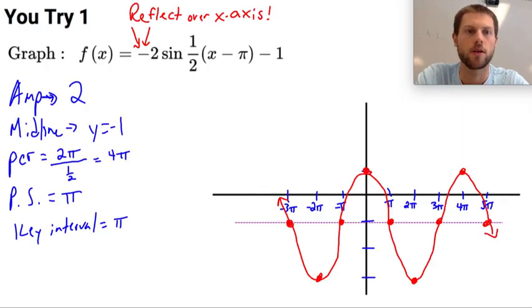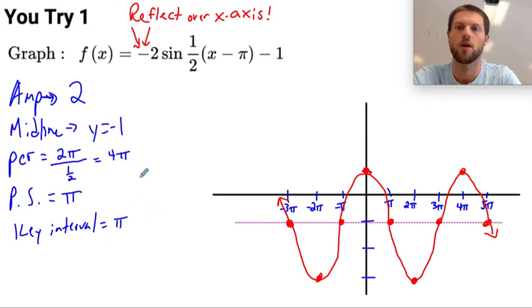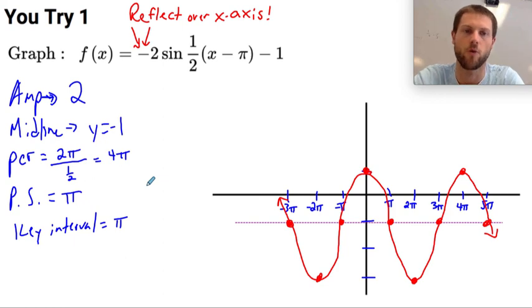All right, and here is the answer. So here's all my key information: the amplitude, the midline, the period, the phase shift, and the key interval. Again, I got that by dividing the period by 4, since I'm chopping it up into 4 major sections. One other thing that's important is when we have this negative a value, remember your function transformations. That actually reflects this thing over the x-axis.